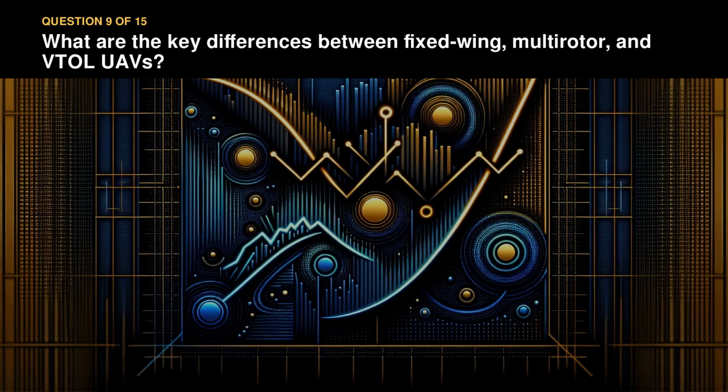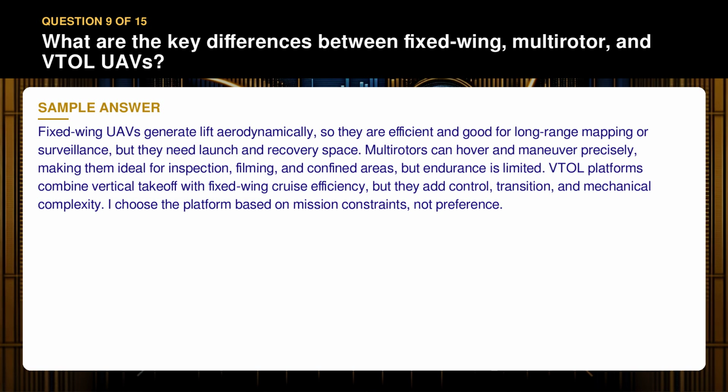Question 9. What are the key differences between fixed-wing, multirotor, and VTOL UAVs? Fixed-wing UAVs generate lift aerodynamically, so they are efficient and good for long-range mapping or surveillance, but they need launch and recovery space. Multirotors can hover and maneuver precisely, making them ideal for inspection, filming, and confined areas, but endurance is limited. VTOL platforms combine vertical takeoff with fixed-wing cruise efficiency, but they add control, transition, and mechanical complexity.